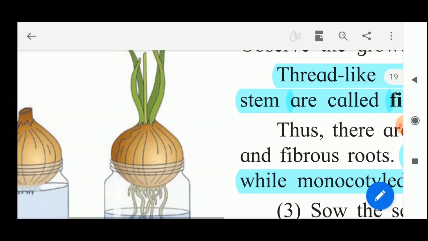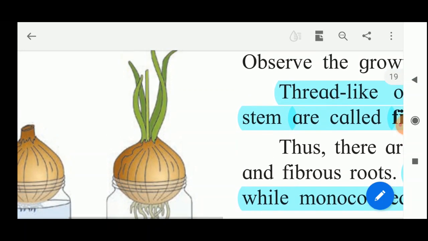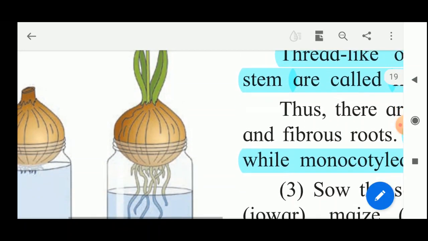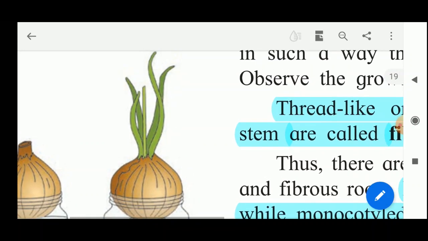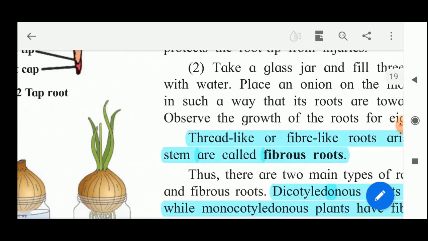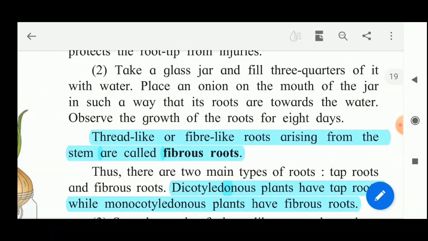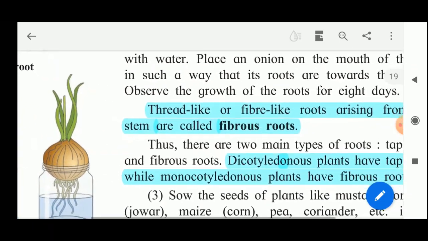Now you must have understood clearly by looking at this onion that the roots get immersed into the water, and this bulging part of the onion is actually the stem, and then the leaves come out of the onion. Those leaves we also eat, and they are called spring onions, which are used for making certain recipes. These thread-like or fibrous roots arising from the stem are called fibrous roots.